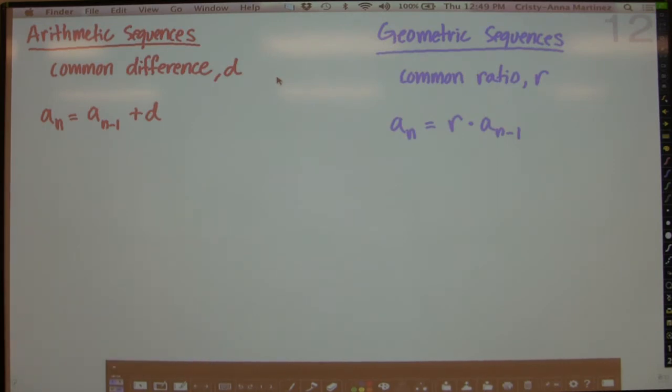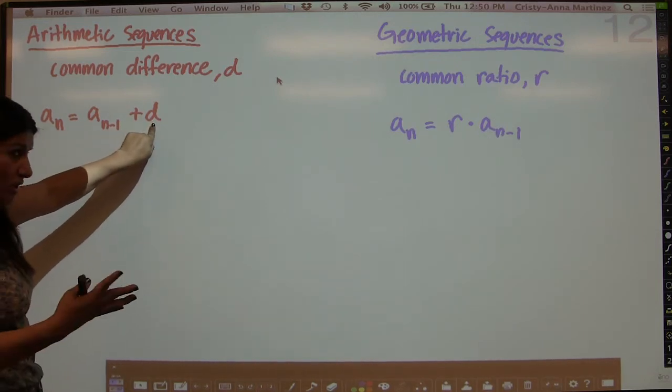And before we do that, I would like to remind you of the 2 types of recursive formulas that we've dealt with thus far in Algebra 1. The first is an arithmetic sequence. And hopefully you recall that with an arithmetic sequence, there's always a common difference, and we call that common difference D. And you can find the common difference by subtracting a term from its preceding term, and if that number is constant throughout the sequence, then we call that the common difference. The formula for an arithmetic sequence is right here, a sub n equals a sub n minus 1 plus the common difference, which is D.